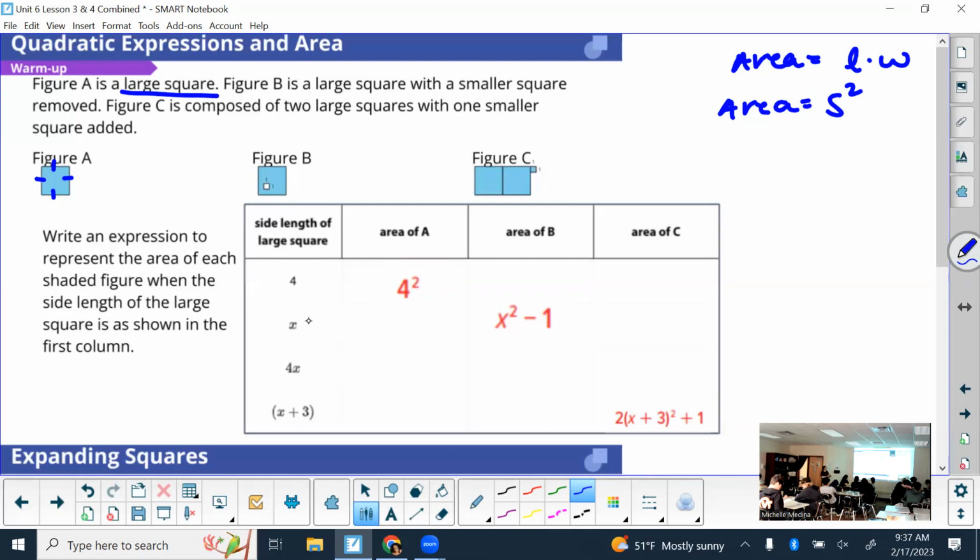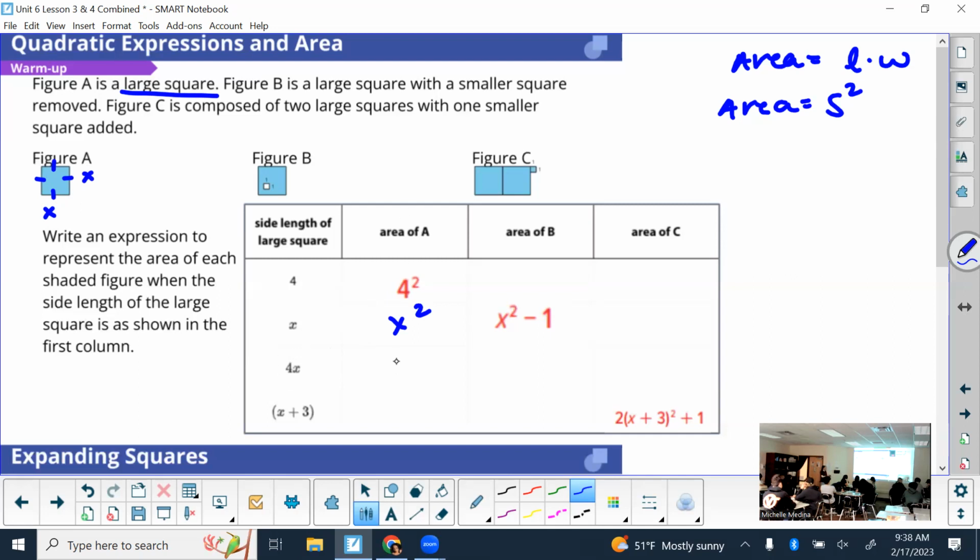What about table 1? What about when it's x? What will be the area for A? Okay, class, agree, disagree, thumbs up, thumbs down. Okay, yeah, why not? If the side is x, then the other side must be x, length times width, x times x, or x squared, because you just said squares could be side squared. Good. Table 2. What about if the side length is 4x?